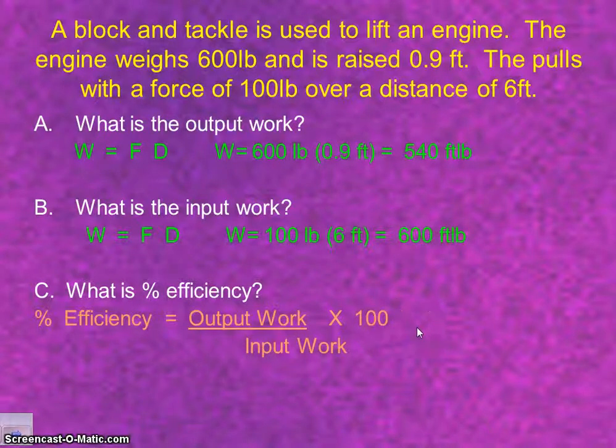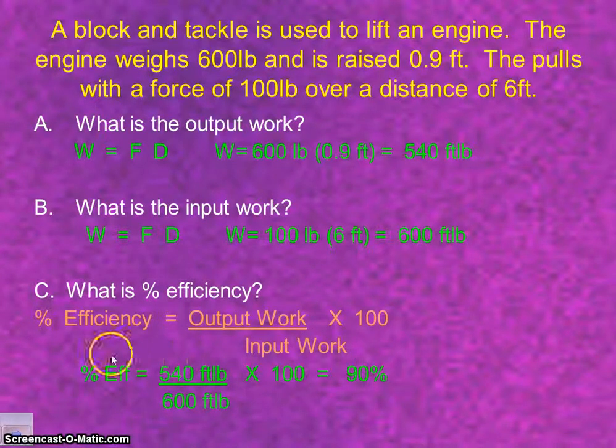So what is the efficiency? How do you work that? We have the equation that we were using before, and let's put that in there. The 540 is your output. The 600 foot-pounds is your input. You divide those, you get a decimal, 0.9, and then you multiply by 100, and you get 90%. That's actually pretty high. I think a real block and tackle would probably have a much smaller efficiency.